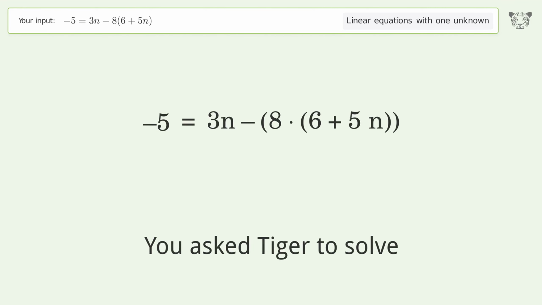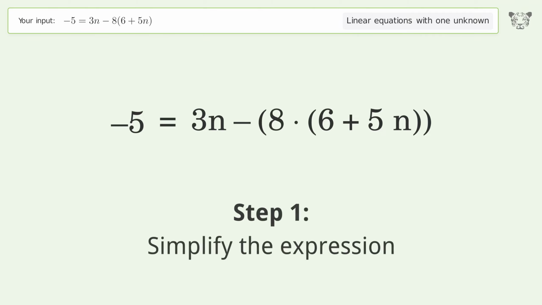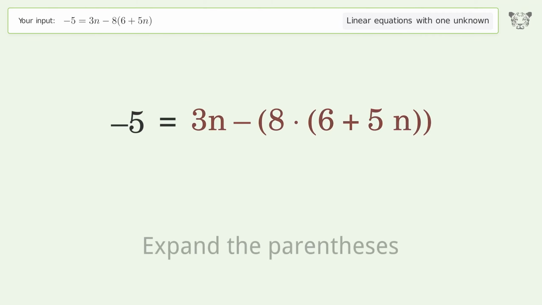You ask Tiger to solve this. This deals with linear equations with one unknown. The final result is n equals -43/37. Let's solve it step by step. Simplify the expression. Expand the parentheses.